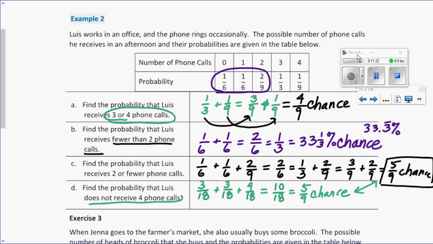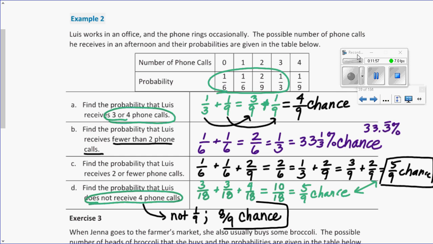Now the last one, the probability that he does not receive 4 phone calls. Does not receive 4 phone calls. So that would be everything here. But think about this. Not 1/9. What's everything except for 1/9? Like, what would be left if you took 1/9 of a pizza away, or you got 1 out of 9 problems wrong? What would be everything else? It would be 8/9.